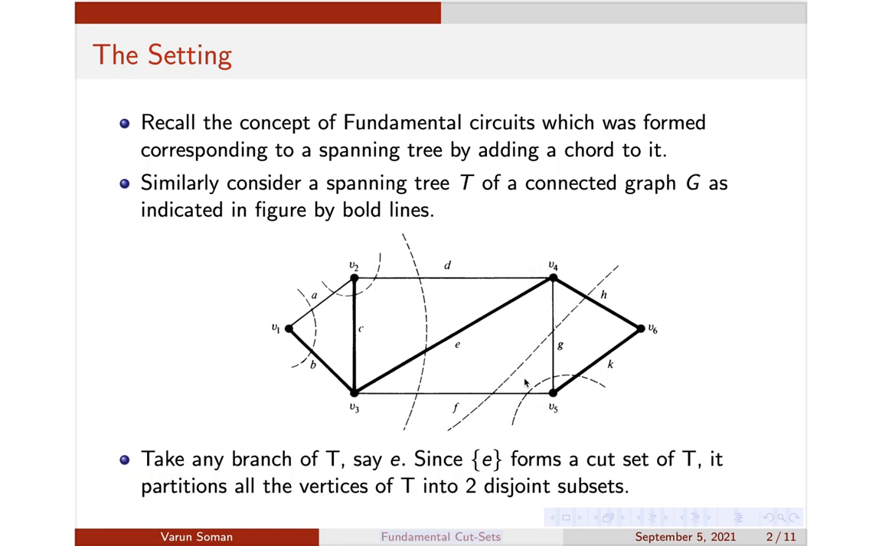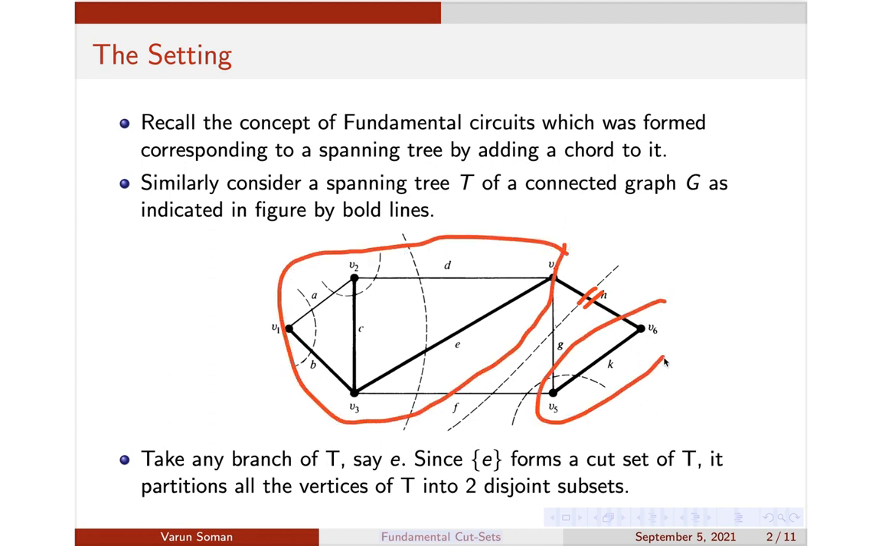Suppose I am taking another edge here, for example the edge H. If I delete H in my original tree, what will I get? I will get this portion and this portion of the vertices. Now I want a cut set of the original graph which produces the same effect. What is the cut set? It will simply be H, G, F. So H, G, F also produces the same partition of the vertex set into two. This means this is a fundamental cut set because it contains exactly one branch of the spanning tree.